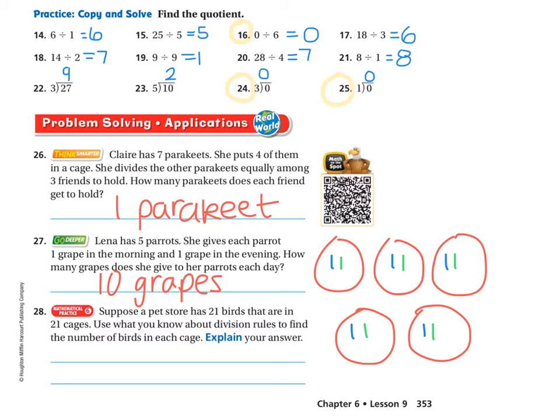You really needed to read carefully. The question does not ask for how many grapes does each parrot get each day. We want to know about her parrots. That is all of her parrots combined. So we count 2, 4, 6, 8, 10.